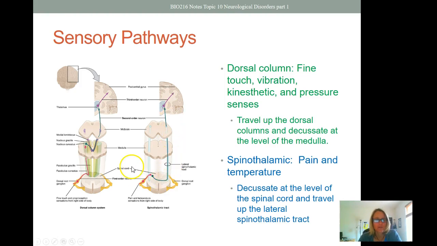Okay, so note the different places that these cross over. They both eventually cross over and synapse on the opposite side of the brain. So sensations on the right side of the body ultimately are going to be perceived on the left side of the brain. But those that travel up the dorsal column are going to travel up the same side of the spinal cord and don't cross over till the medulla, whereas pain and temperature cross over at the level of the spinal cord that it comes in and then travel up on the contralateral side.